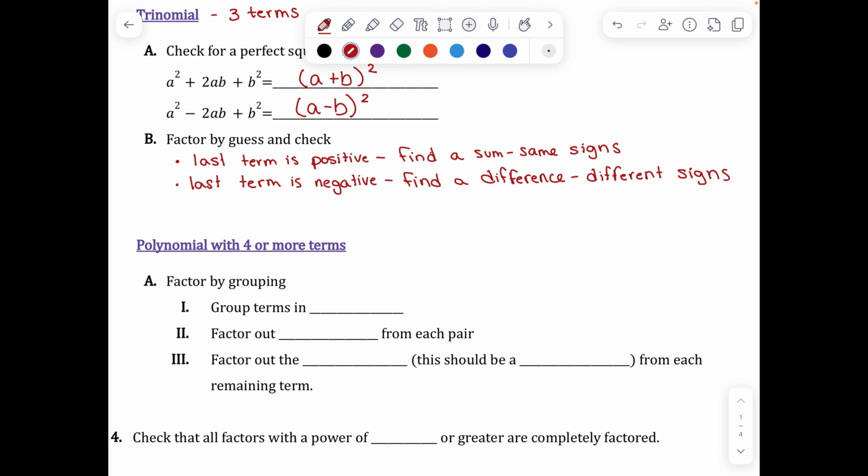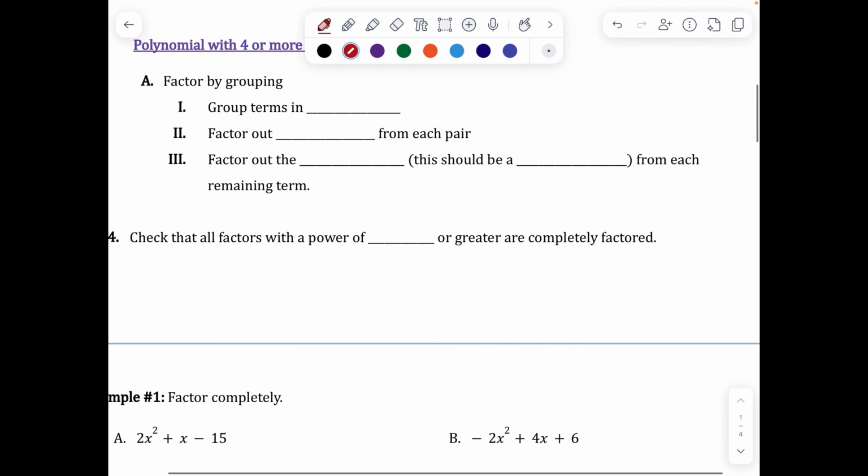If we have a polynomial with 4 or more terms, we're going to want to factor by grouping. So in order to do that, we're going to group terms in pairs. Then we're going to factor out the greatest common factor from each pair. Then we're going to factor out the greatest common factor, and this should be a binomial, from each remaining term.